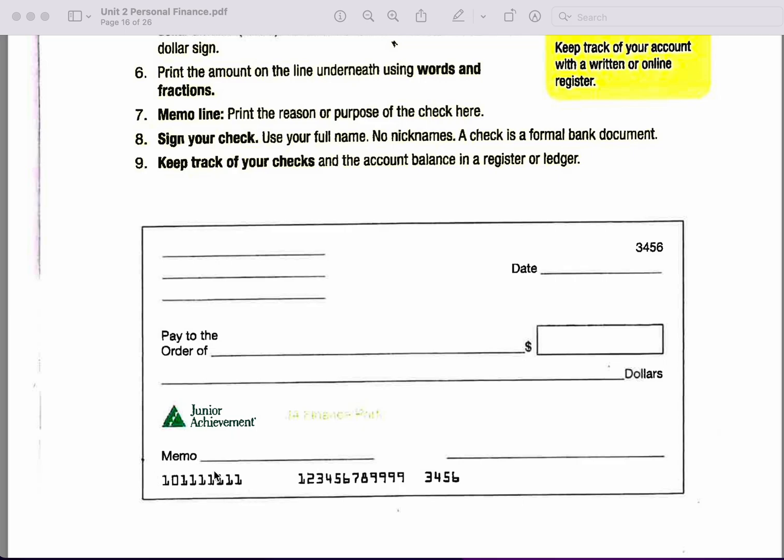Down here is the routing number, which everybody who has a checking account at this bank would have the same number, whatever the bank is. This would be your own checking account number right here, which would be different from every other person who happens to be a customer at that bank. And finally, this number here and here, they're the same. That's the check number. So the next check, if this was one we used, the next check in this series would be 3457, right? Okay.